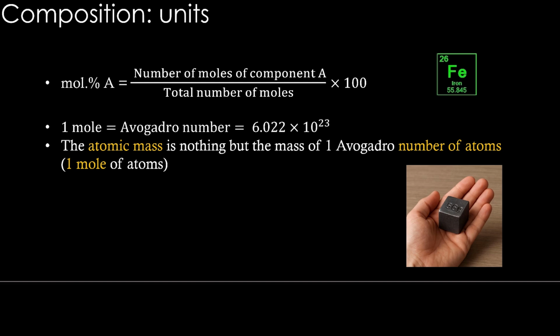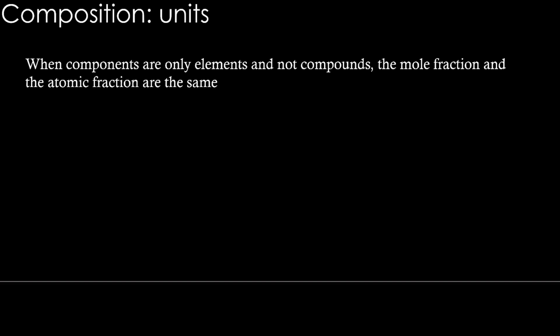So instead of saying 10^23 atoms every time, we can say 1 mole of atoms. It's merely counting. If we say multiple moles, you have to imagine how many atoms are there, right? But mole is used in a slightly more versatile manner. It is used also for molecules. That is where the problems come. When components are only elements and not compounds or molecules, the mole fraction and atomic fraction are the same.